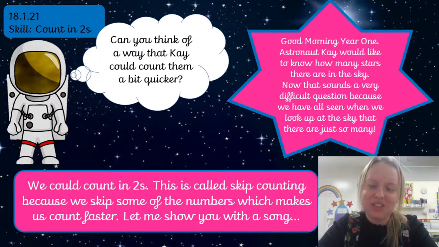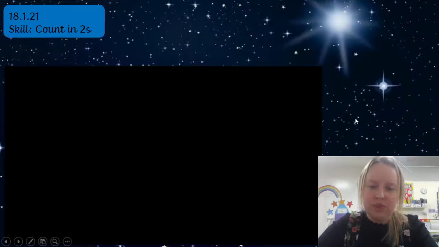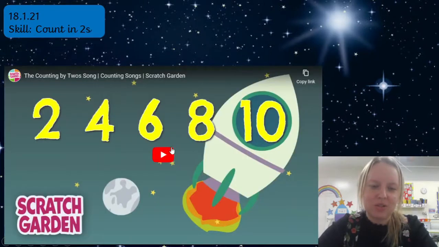We could count in twos. This is called skip counting because we skip some of the numbers, which makes us count faster. Let me show you with a song. I found a really good space song that we can use to count in twos. Are you ready? You can join in.